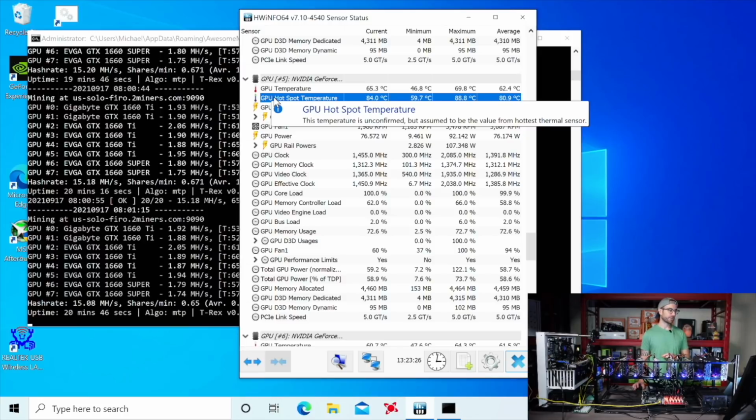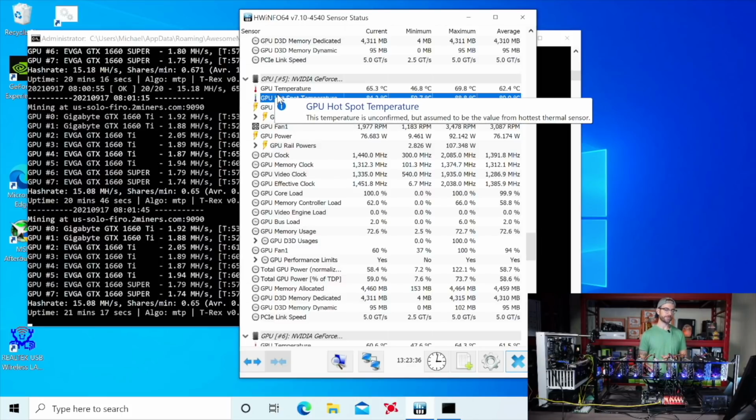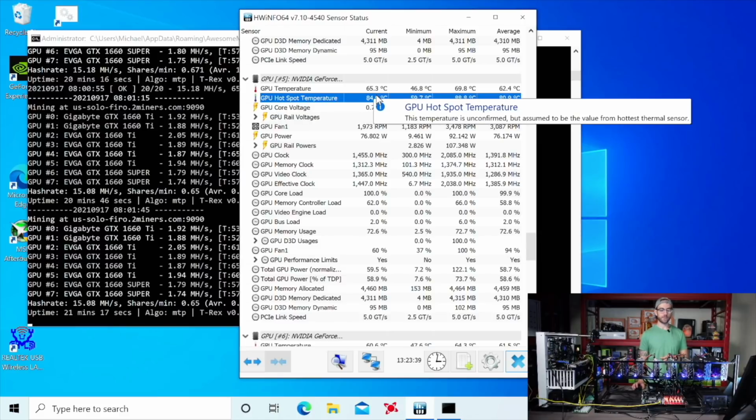And the way it's defined here is this temperature is unconfirmed, but assumed to be the value from the hottest thermal sensor. So there's something in there, some sensor in this card that's picking up that this GPU is running really hot inside. And so what I'd like to do in this video is a little more investigating and see if I can get that fixed.